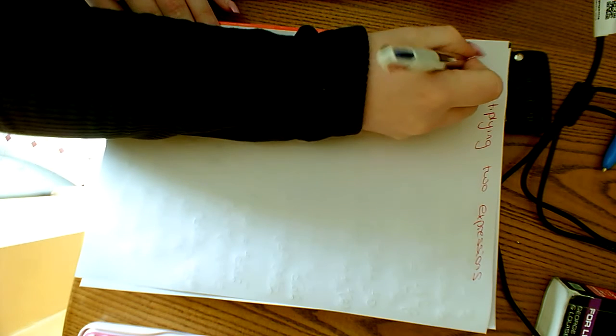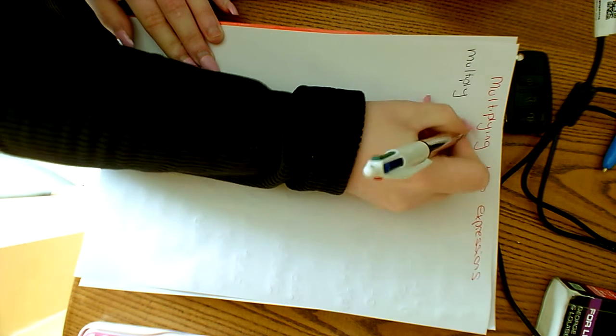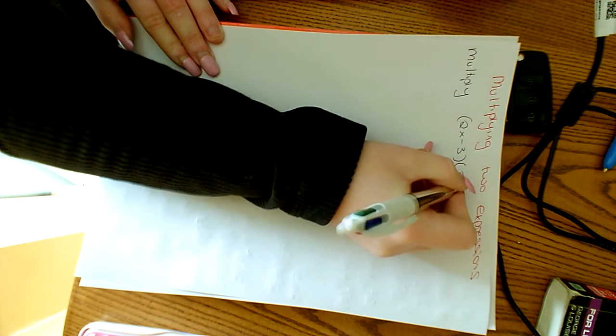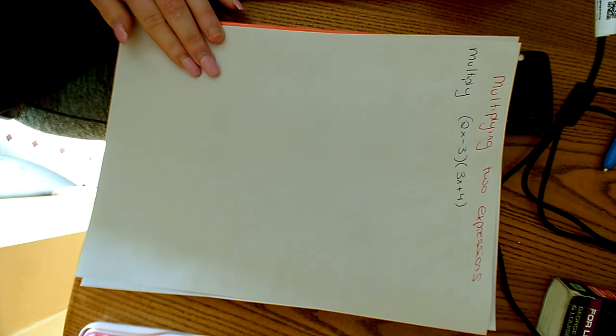Okay, so the last thing that we have to do is multiplying two expressions, and then we are fully finished this chapter. We've already dealt with multiplying expressions, but now there's two expressions together. For example, I could be asked something like this: multiply 2x minus 3 by 3x plus 4. So I have two brackets side by side.